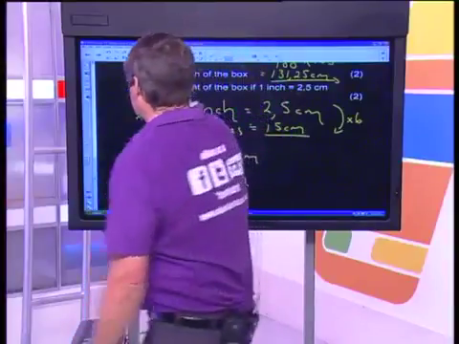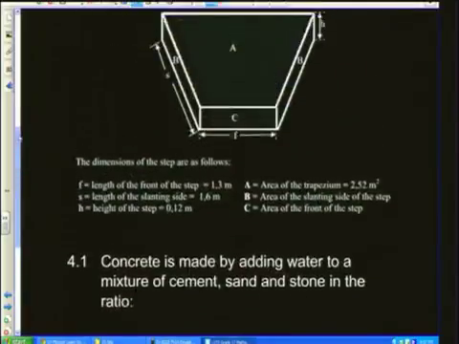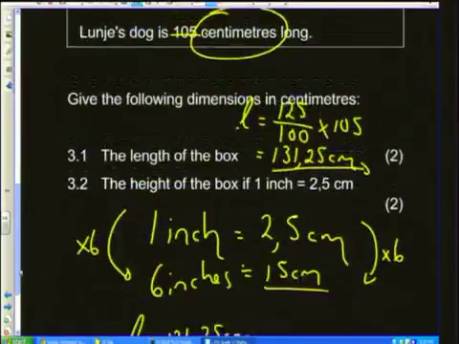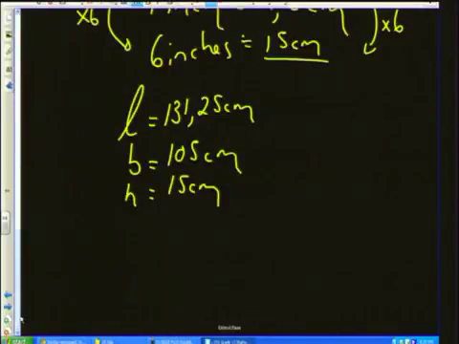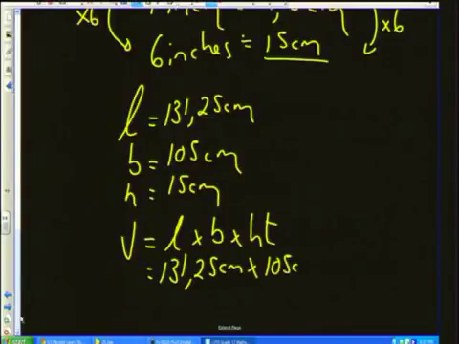Okay, let's look at our next question, because I bet one of our questions is going to be, what is the volume of the box? Well, I hope it is anyway, otherwise I'm going to look like a ripe nana here. Okay, in fact, it's not. That was the end of the question. So I'm going back to this, and I'm going to say, what happens if they now asked us, what is the volume of the box? We would say the volume of the box is going to be length times breadth times height. The length of my box is 131.25 centimeters. The breadth of my box is 105 centimeters, and the height of my box is 15 centimeters.